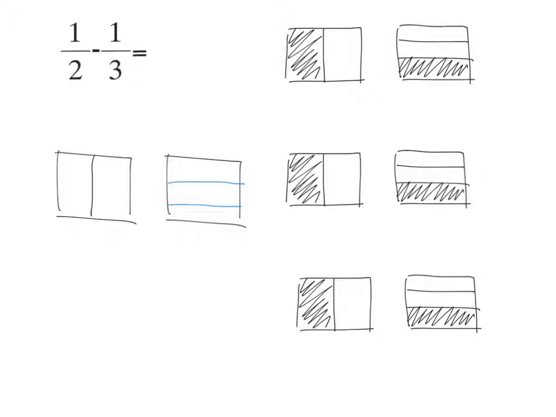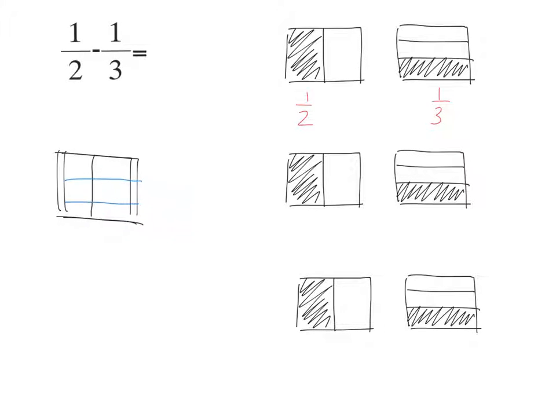Okay? So go ahead and draw your model. This is 1/2. And this is 1/3. Would you agree? Okay. Now remember, when we draw models, we can convert them to be the same units by imagining what it would be like if we overlapped those two rectangles. So if I overlapped my halves with my thirds like that, how many total sections do I have here? 6. So we're going to make each of these have 6 sections.